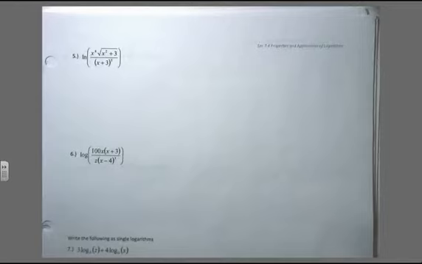The natural log of x to the 4th times the square root of x squared plus 3, divided by x plus 3 to the 5th. First things first. There's a John property. Let me write you a John property.